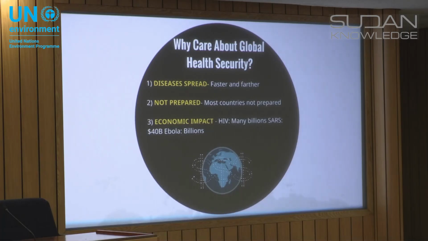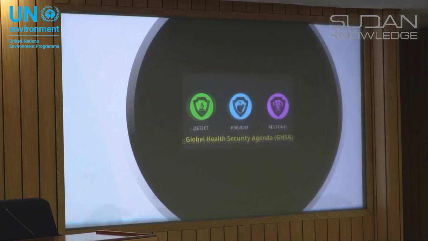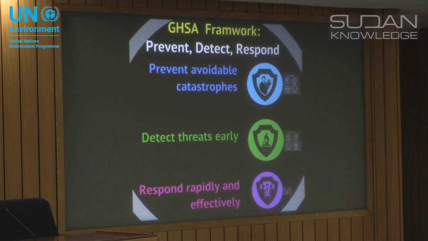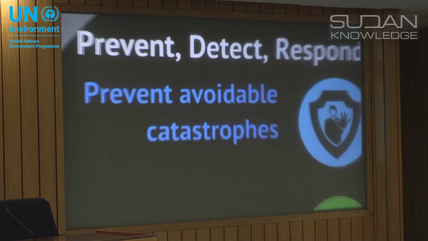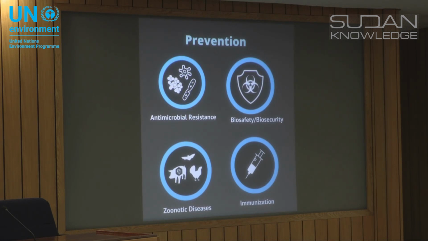Why should we care about it? For the reasons I mentioned earlier: it spreads fast, we're not prepared, and there's the economic impact. We'll talk a little bit about that later. So there were 3 areas, particularly: detect, prevent, and respond. These are the areas they looked at, and there are about 11 particular segments within those 3 areas, to prevent avoidable catastrophes, to detect threats early, and to be able to respond to them. Within prevention, there are 4 packages.